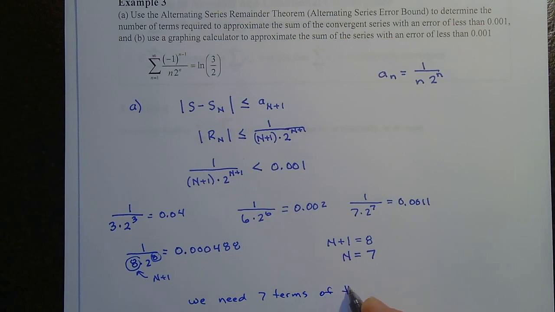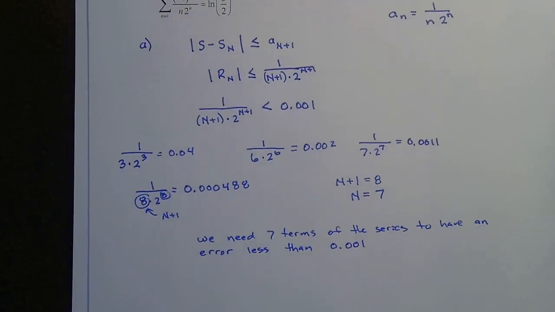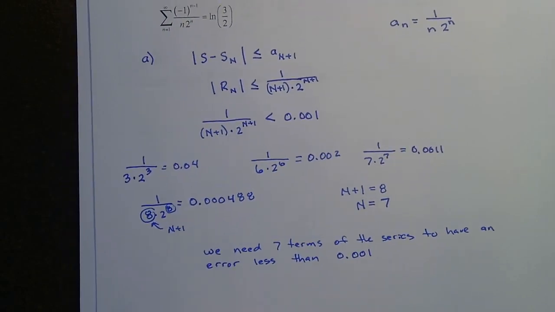Of the series to have an error less than 0.001. Okay. All right. So let's find that sum.